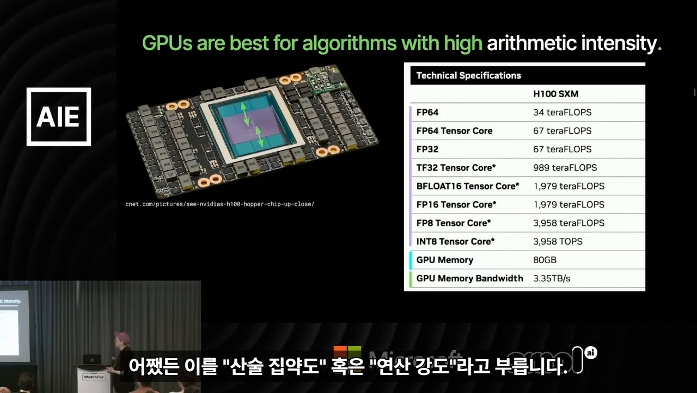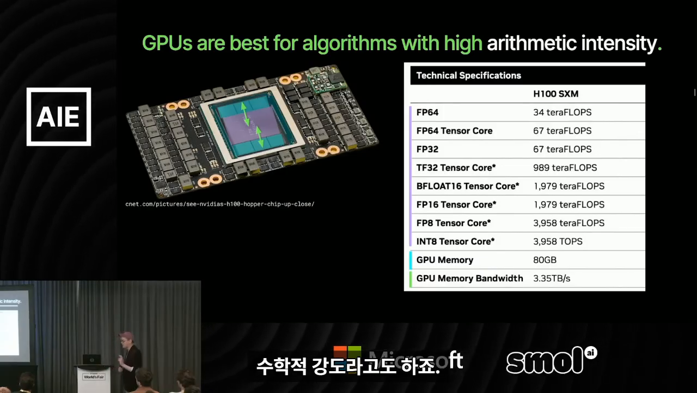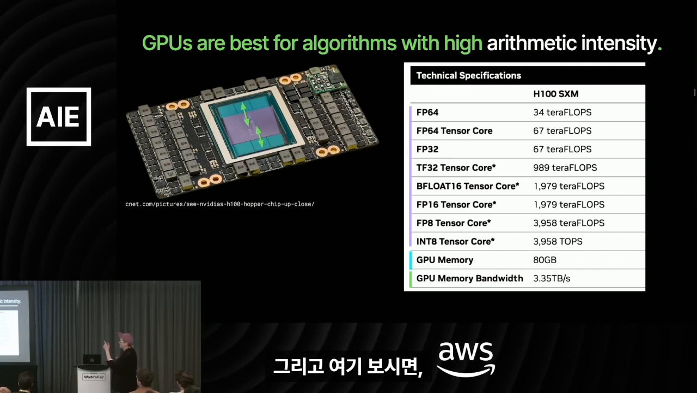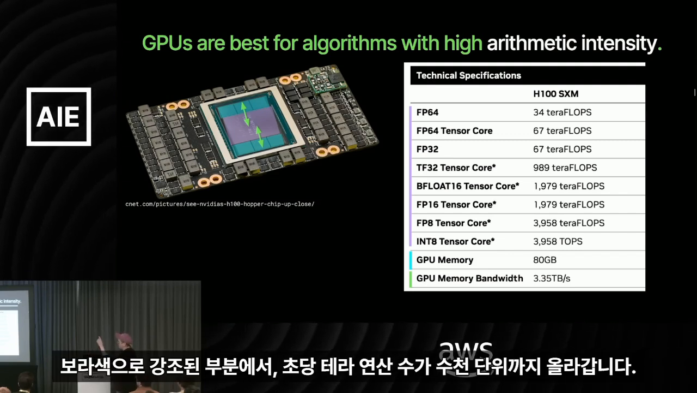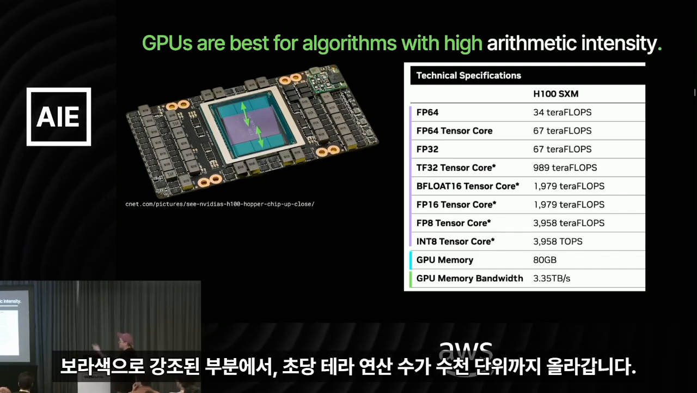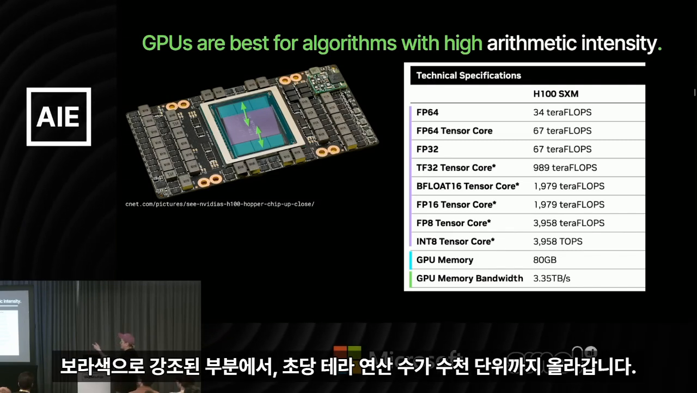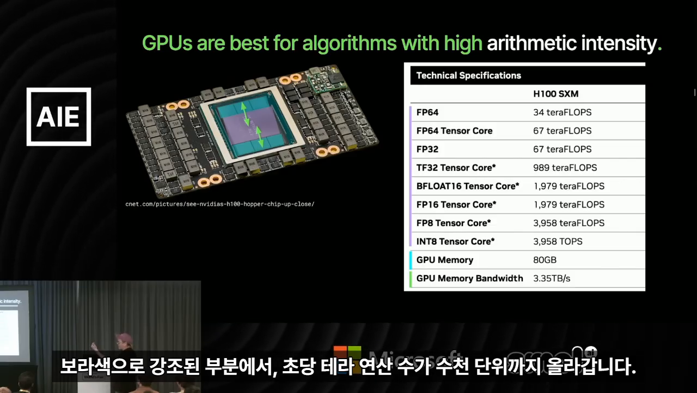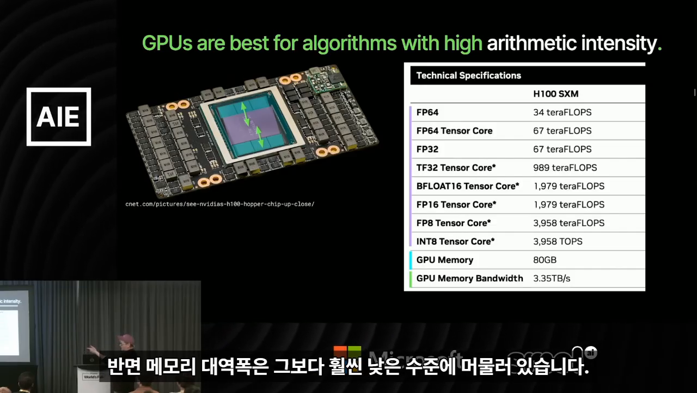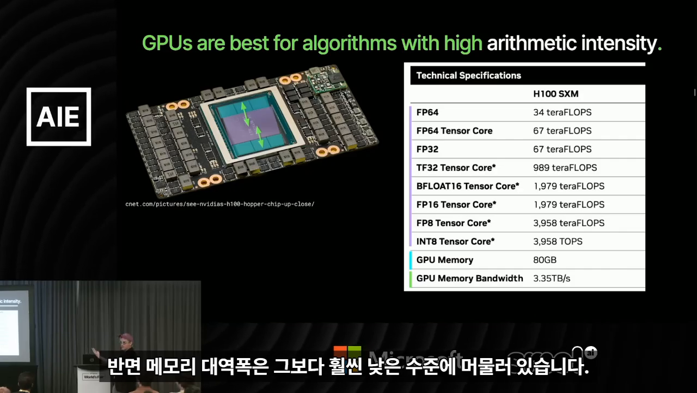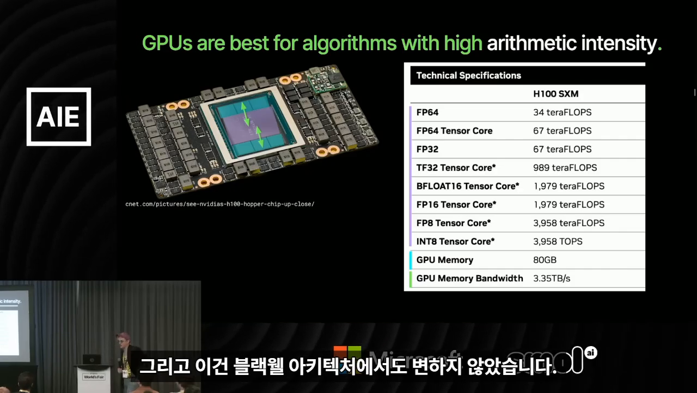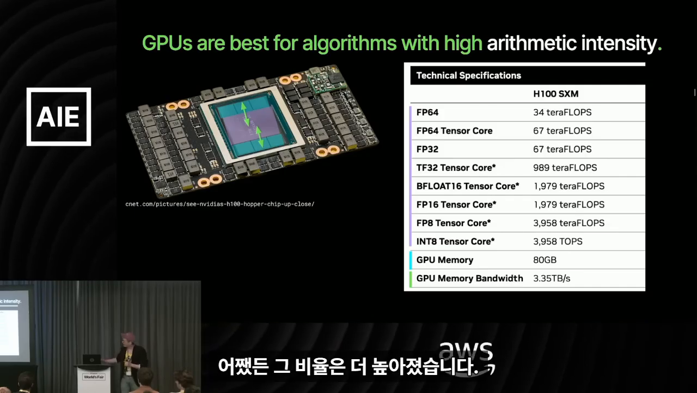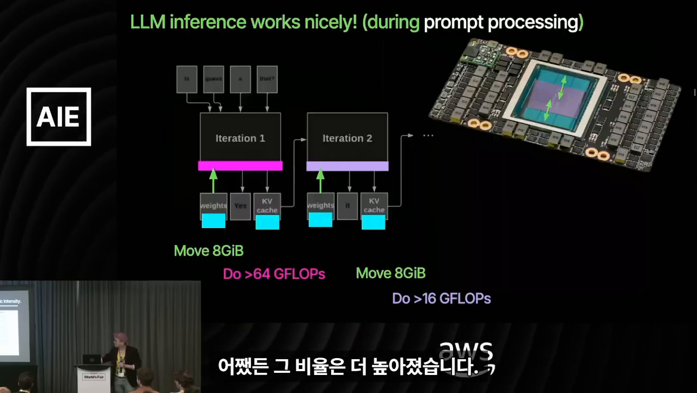Arithmetic intensity is the term for this, or math intensity. If you look here at the things highlighted in purple, per second, denominated in tera, the numbers go up into the thousands. Memory bandwidth at the bottom has the 4, and that has not changed with Blackwell. It's only gotten worse, or better, I don't know. The ratio has gone up.